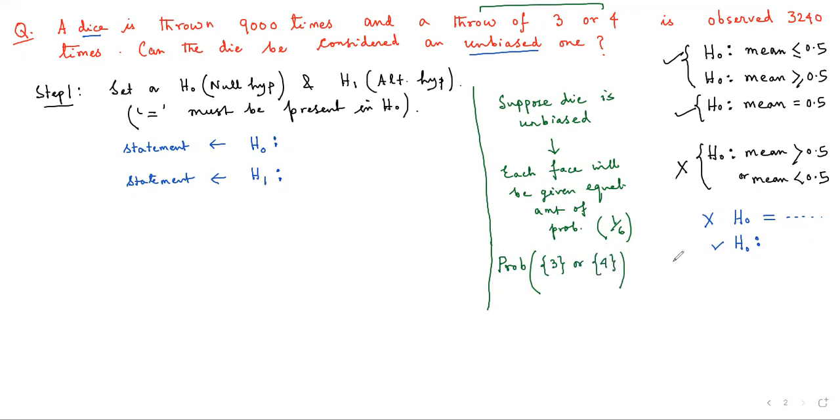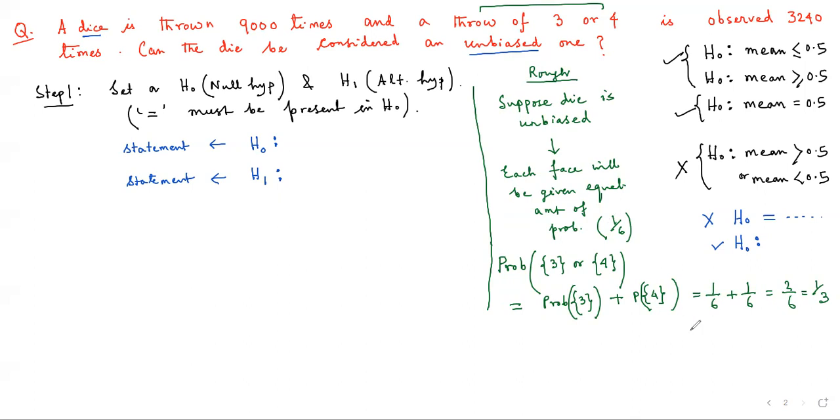The singleton set 3 is an event, the singleton set 4 is an event, and if you know that these events are mutually exclusive, you will write that this is equal to probability of 3 plus probability of 4. We all know this by the basic axiom of probability. These are mutually exclusive. And since probability of 3 is 1 by 6 and probability of 4 is 1 by 6, we can say that for an unbiased die, the probability of getting 3 or 4 will be 2 by 6, which is 1 upon 3. So this is some kind of rough work that we have done in our mind.